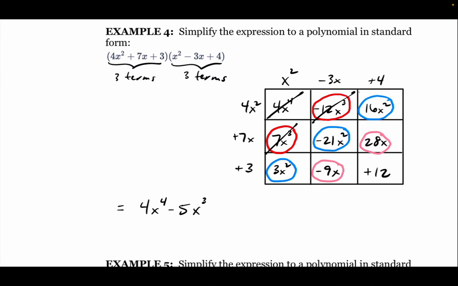The blues, I got to add the blues. 16 plus negative 21 plus 3. That's going to be, let's see, negative 5 plus 3, negative 2. Negative 2x squared. 28 minus 9 is positive 19, positive 19x. And then positive 12.